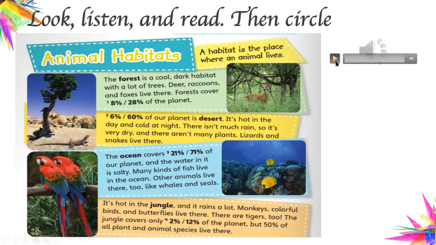Okay, guys? Yes? Are you ready to answer? Listen again, please. Now, we have here 4 habitats, okay? The forest, the desert, the ocean, and the jungle. Okay? Listen please, again. Student's Book, page 102. Activity 15. Look, listen, and read. Then circle.